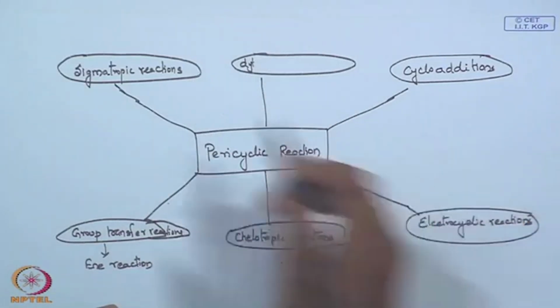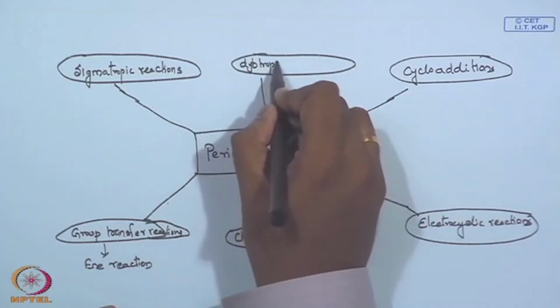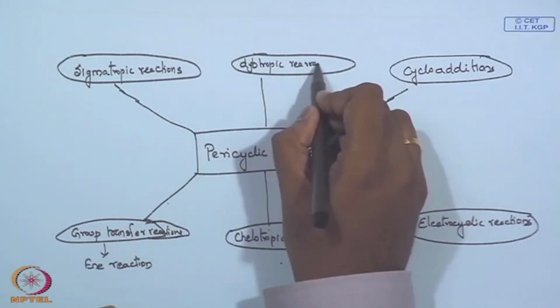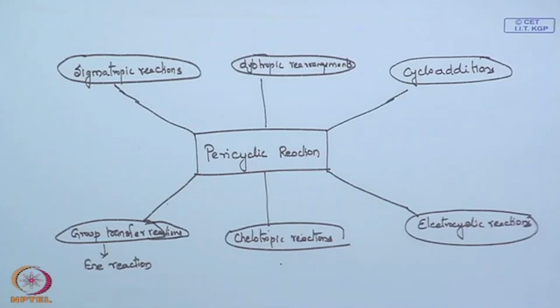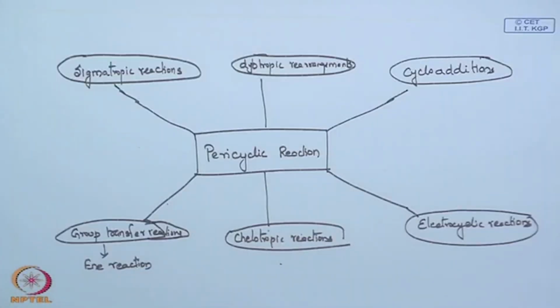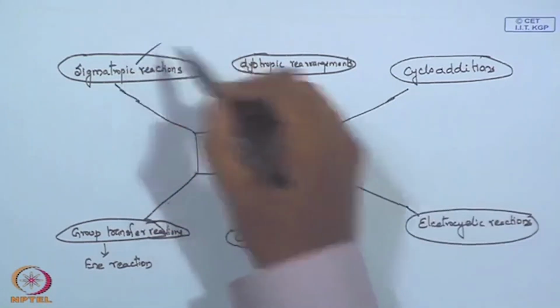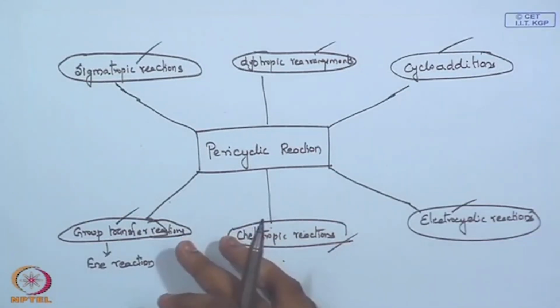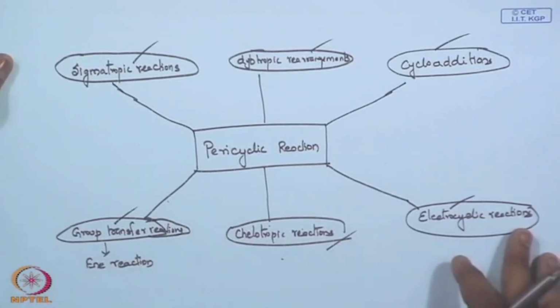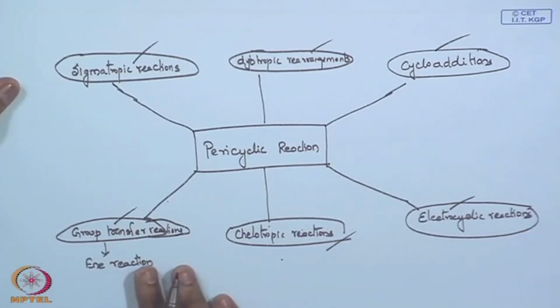Today what we studied? We studied dyotropic rearrangements. Okay. So, this is what we have so far studied under the head of pericyclic reactions. We have studied sigmatropic, cycloaddition, group transfer reaction, electrocyclic reaction, cheletropic reaction, and dyotropic reactions. Most of these are the important major classes of pericyclic reactions, which we have studied in detail. So, that is the sense about our pericyclic reactions.